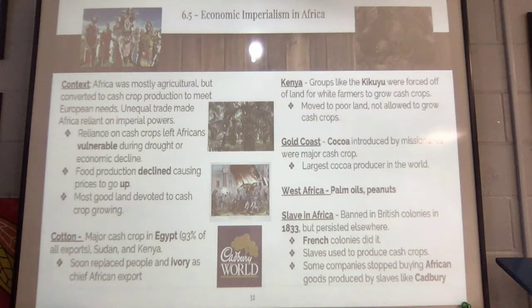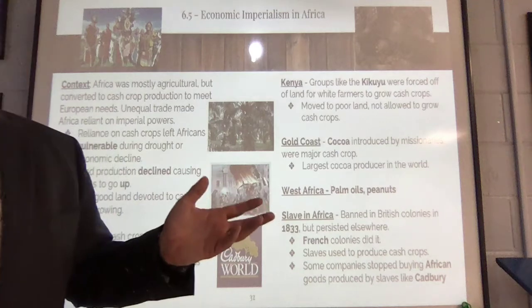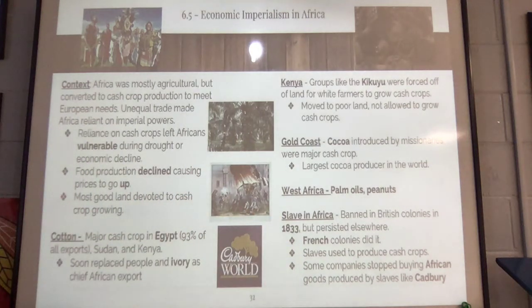Africa is mostly agricultural, but it converted to cash crop production to meet European needs. And Africa, just like it always has been, is reliant upon imperial powers. The reliance on cash crops will leave Africans vulnerable during a drought or an economic decline. We're seeing food production go down, which causes prices to go up. That's basic economics. Most good land was devoted to cash crop growing.